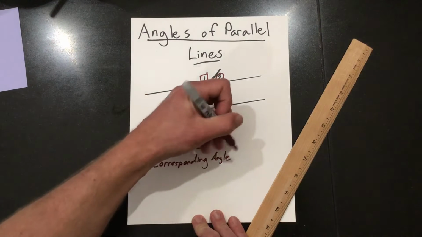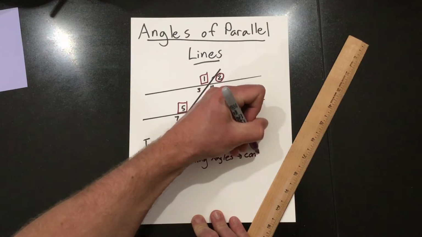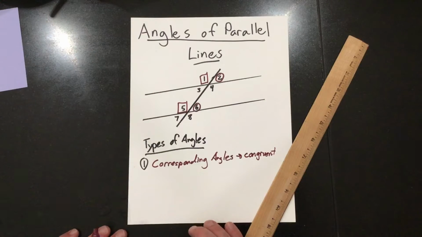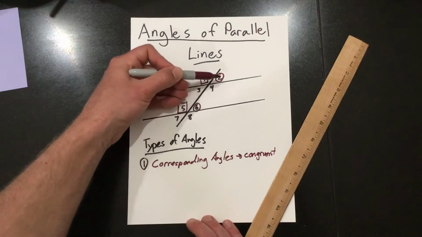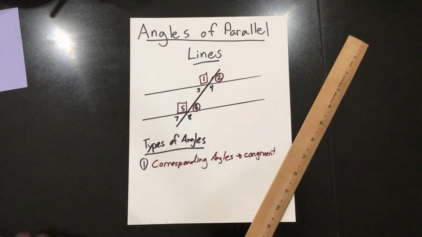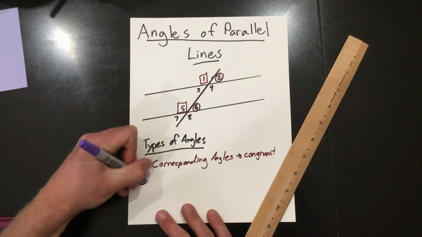And corresponding angles are going to be congruent, which means they are the same. So angle 6 will have the same measure as angle 2, and angle 1 will have the same measure as angle 5.